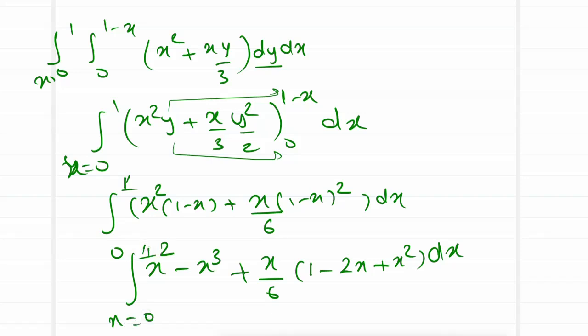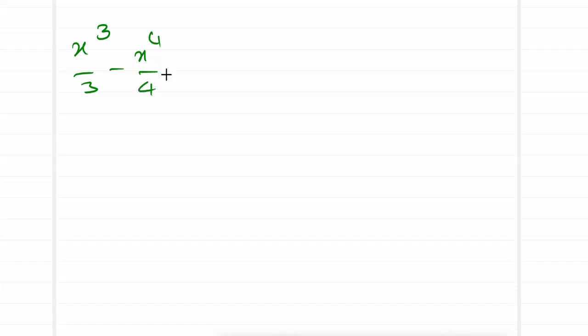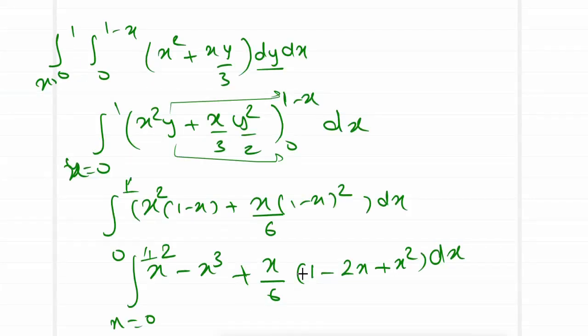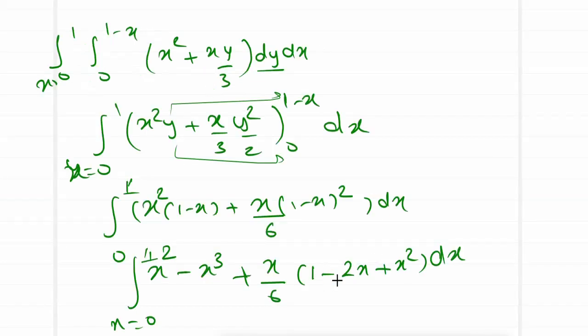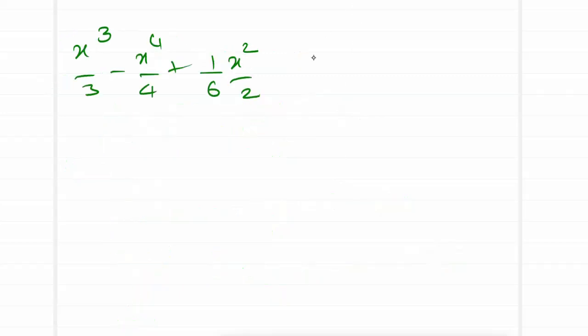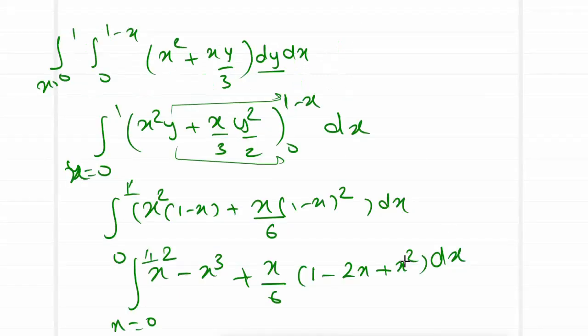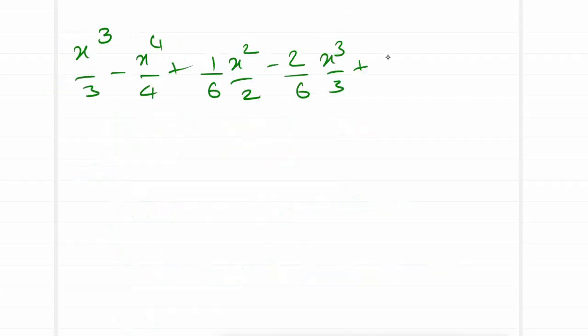Now let us start the integration. x squared on integration gives you x cubed divided by 3, minus the next term, x cubed, which on integration gives you x to the power 4 by 4, plus the next term, 1 by 6 times x, which on integration is x squared divided by 2. The previous term is minus 2 by 6 times x squared, so minus 2 by 6 times x squared is x cubed by 3. And the prior term is plus x squared into x cubed by 6, so plus x to the power 4 by 4 times 1 by 6.